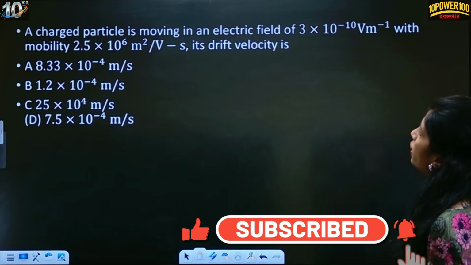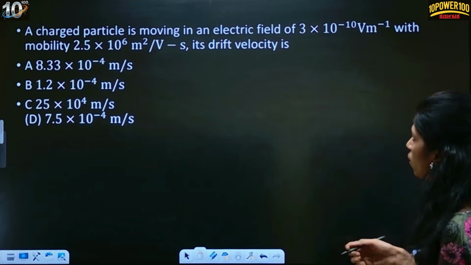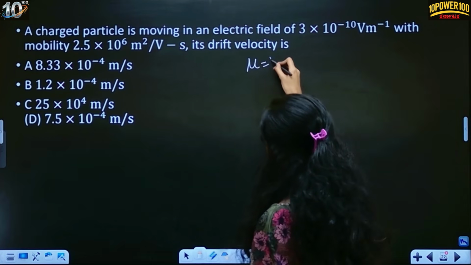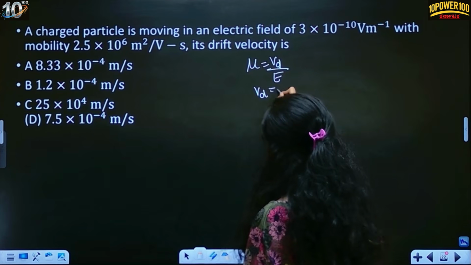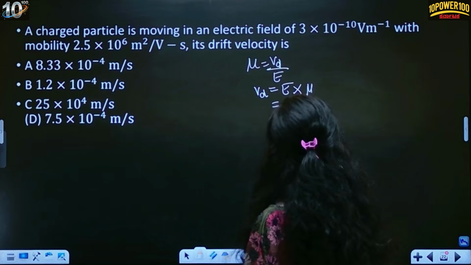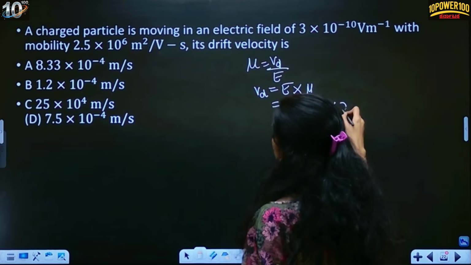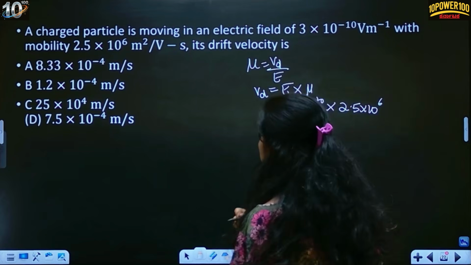Next, a charged particle is moving in an electric field with a mobility and its drift velocity. It's a very simple question. We know mobility, and the formula is drift velocity per unit electric field, right? So drift velocity is electric field multiplied by mobility. The electric field is 3 into 10 power minus 10, and mobility is 2.5 into 10 power 6. So please find out what's the answer.